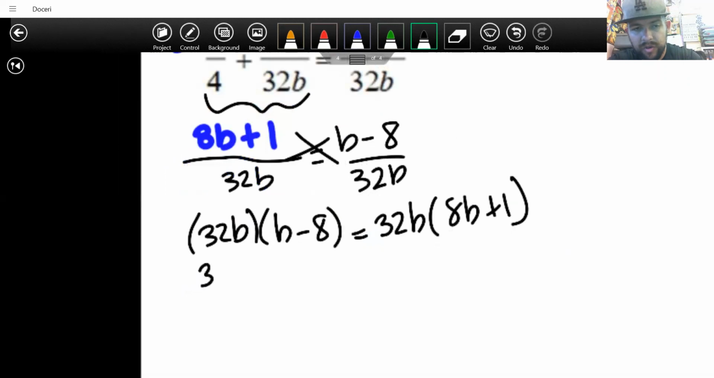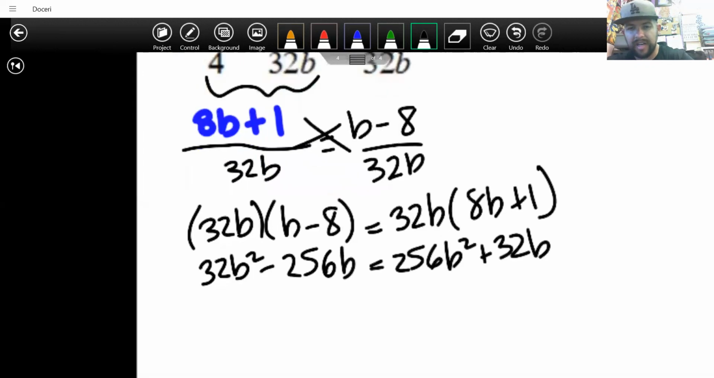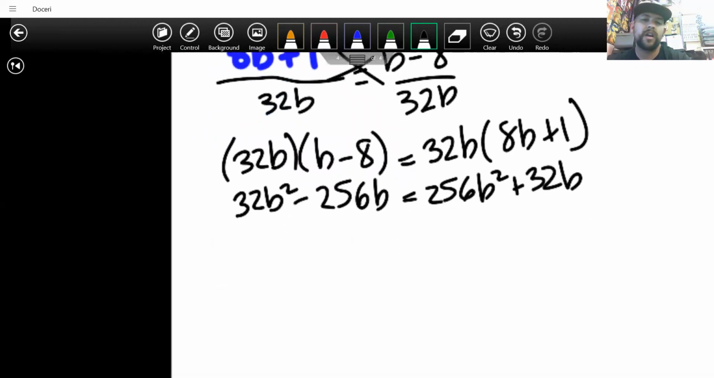So 32b squared minus, let me get out my calculator here, 32 times negative 8, which is going to give me negative 256b. And then 32 times 8, again, is 256b squared plus 32b. So again, this kind of looks funky, it looks big, it looks weird. We're going to go ahead and bring everything to one side.